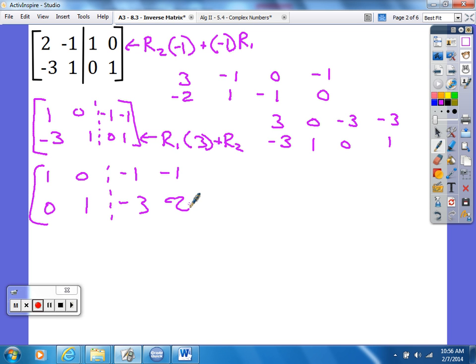Oops. Let's try one more time here. Negative 2. Good. Negative 3 plus 1 gives me negative 2.